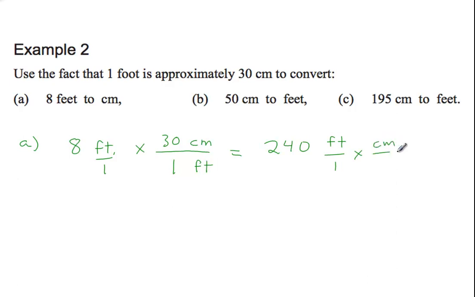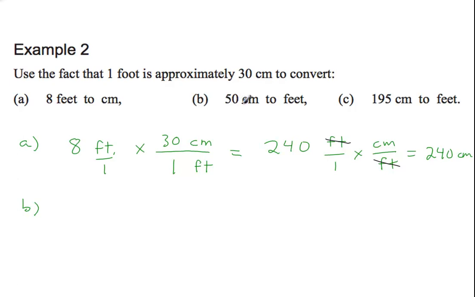Okay, so what happens here? Well, the centimeters stay here, and the feet will cancel. We're left with centimeters over 1, which of course is simply centimeters. So the answer is 240 centimeters. So 8 feet is 240 centimeters, according to this conversion, 1 foot is 30 centimeters, which is an approximation.